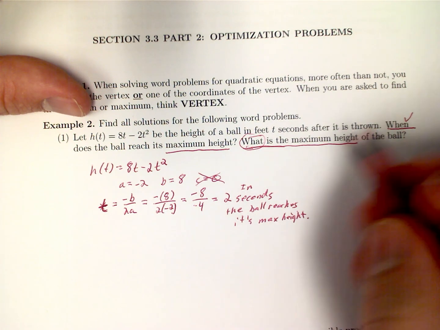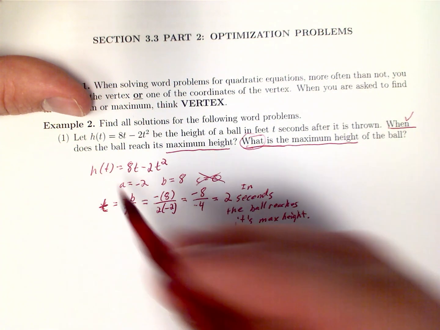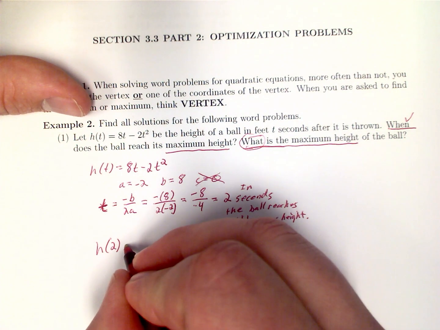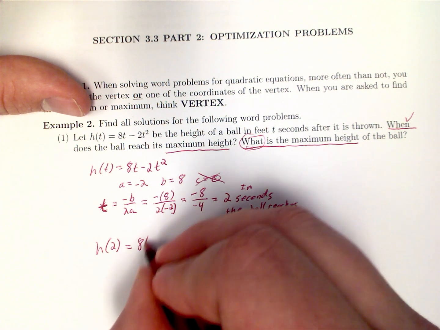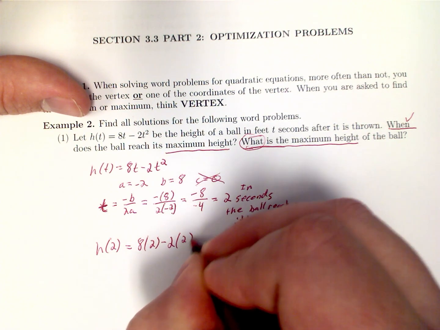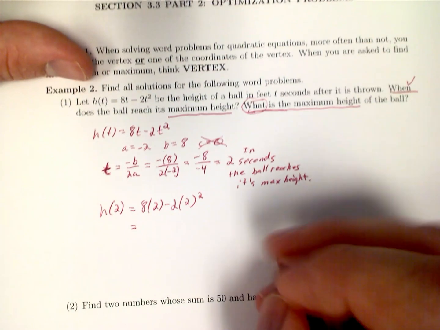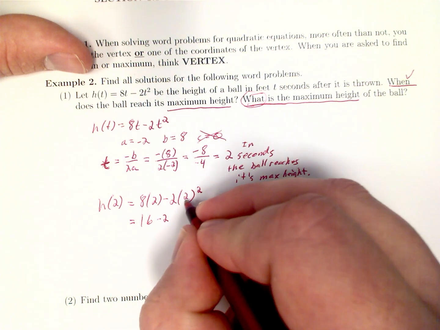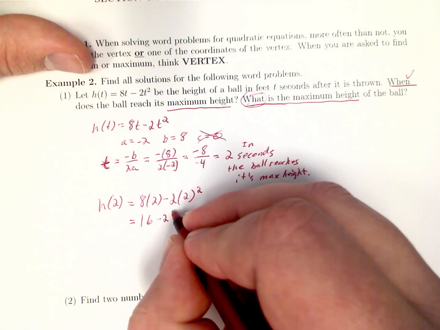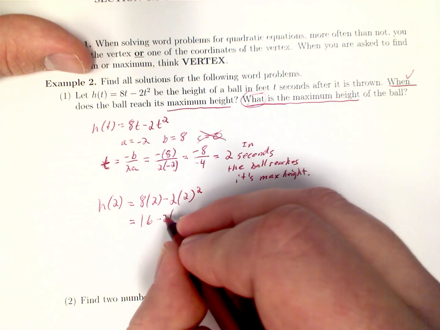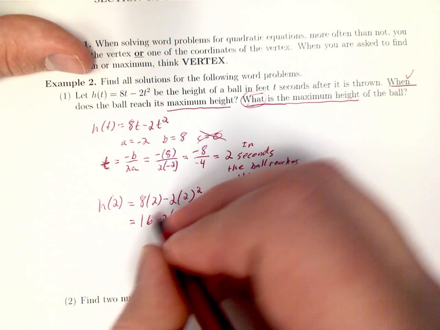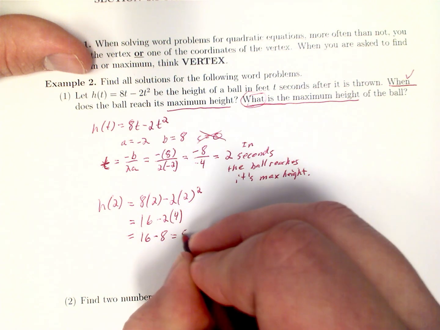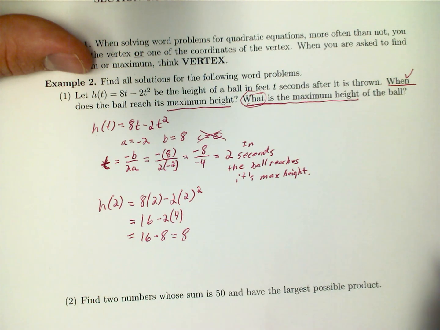The what is the actual height, and that's given by this. So we have to plug 2 back in. h of 2 is given by 8 times 2 minus 2 times 2 squared. 8 times 2 is 16, that's one term. Minus 2, remember you square first, then multiply, because of order of operations. 2 squared is 4. And then 16 minus 2 times 4, minus 8, that's 8. So what is the maximum height of the ball?